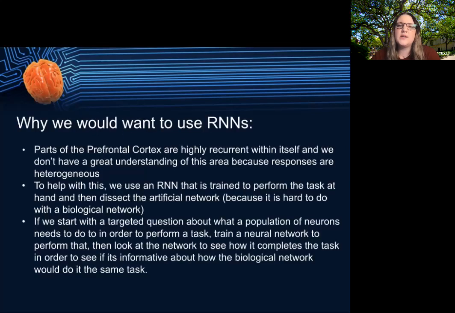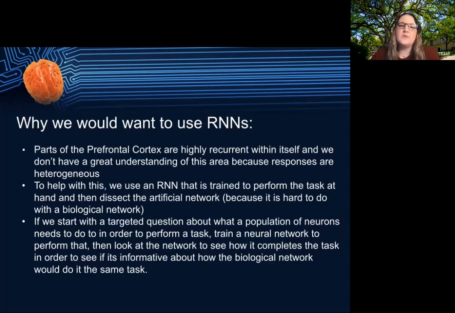So why would we want to use RNNs in research? Parts of the prefrontal cortex are highly recurrent within itself, and we don't have a great understanding of this area because responses are heterogeneous. To help with this, we use an RNN that is trained to perform the task at hand and then dissect the artificial network, because it's a lot easier to dissect an artificial network than a biological one. We start with a targeted question about what a population of neurons needs to do in order to perform a task, train a neural network to perform that task, then look at the network to see how it did it, to see if it's informative about how the biological network would do the same task.